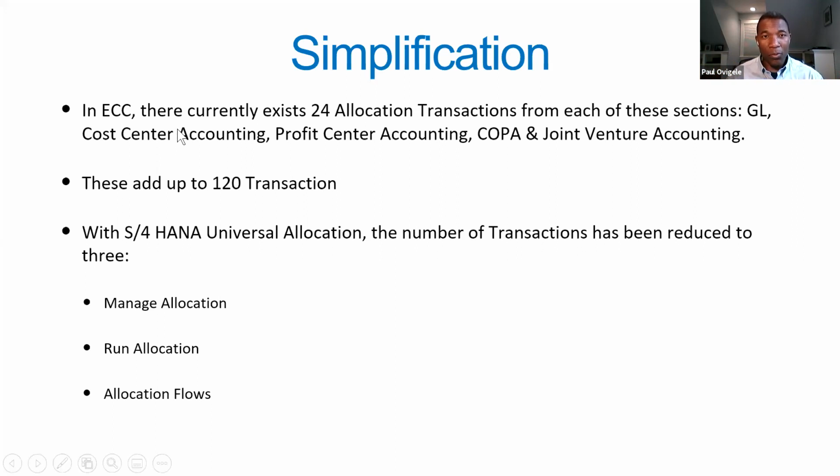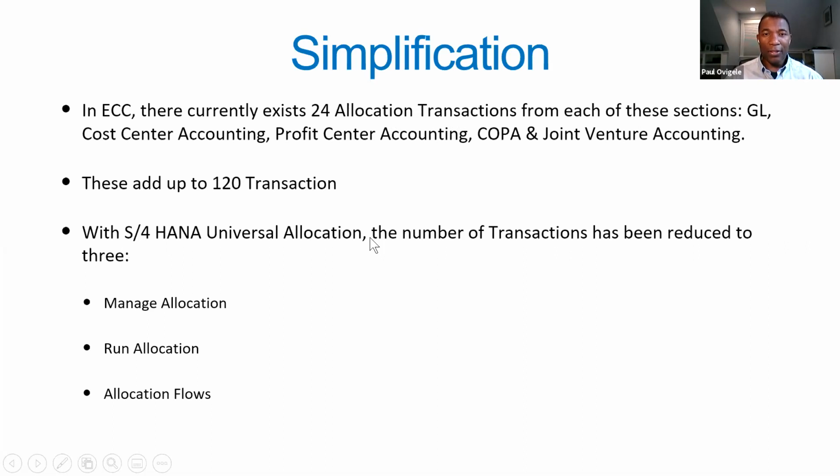And I've only just dealt with one of them. So you imagine you have the same thing for cost center, the same thing for profit center, and, well, not quite for COPA, but joint venture accounting. And then when new GL came out, they brought out the new GL allocations. So that's why they're saying 24 allocation transactions for each of these. So this is 120 transactions. Actually, I think there's more, but let's go with 120.